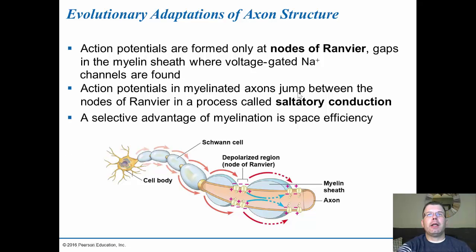So with myelinated axons, the signal jumps between the nodes of Ranvier, and this process is called saltatory conduction. A selective advantage of myelination is space efficiency. So again, you can have long axons. One, you don't need as many neurons, and two, you can have very long axons and send the message down very, very quickly. So it's a great evolutionary advantage. You see this in higher level vertebrates because they can have long neurons. The organisms can actually get bigger because they can send the messages much farther with this myelinated nervous system.